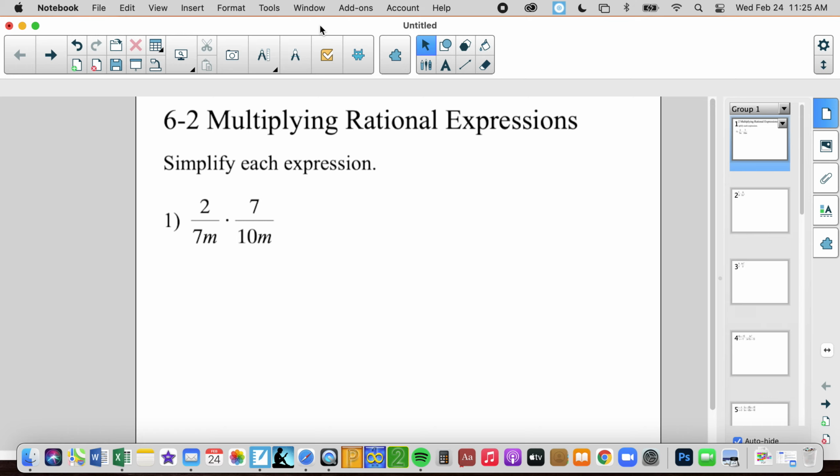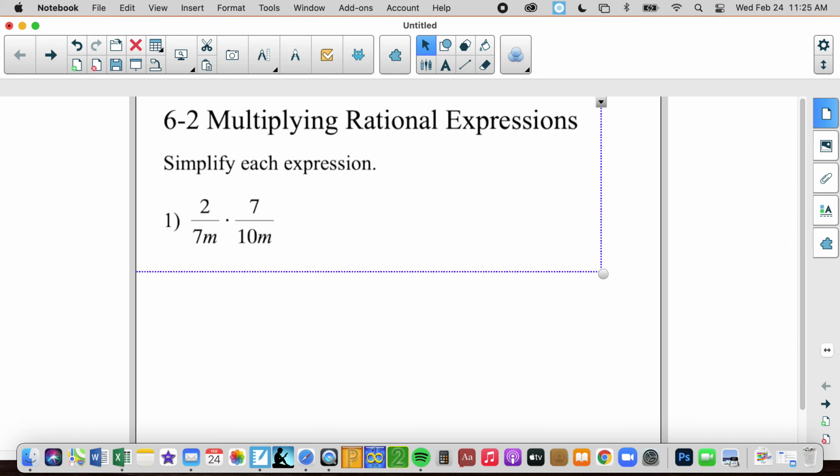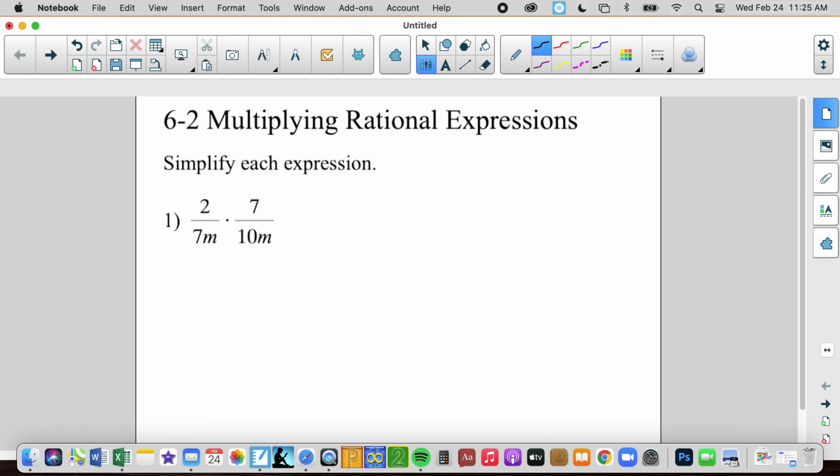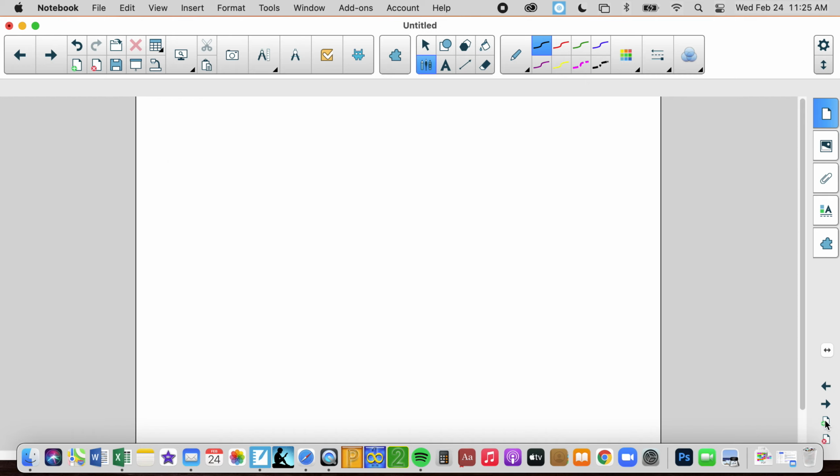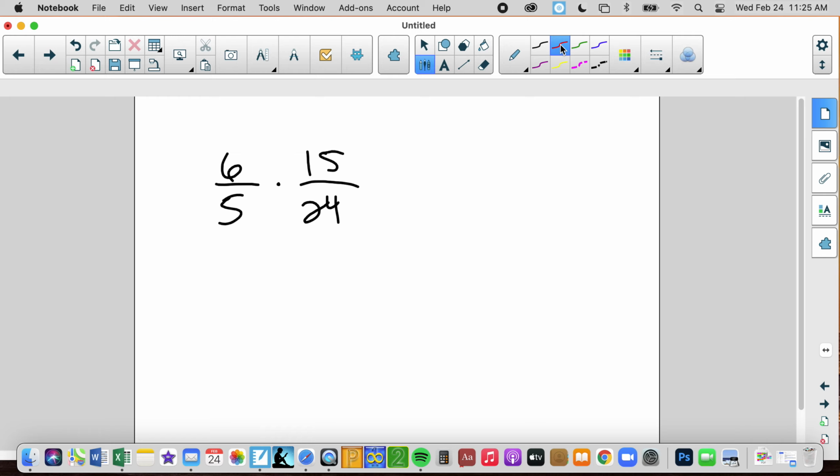Good. 6-2, multiplying rational expressions. So we have fractions, and we're going to multiply two fractions. And whenever we multiply two fractions, we always want to make sure and see if we can cross-cancel first. So when I say cross-cancel, this is what I mean. When you have 6/5 times 15/24, cross-cancel means we're reducing. So can we reduce this fraction? Is there a numerator and a denominator that has a common factor?